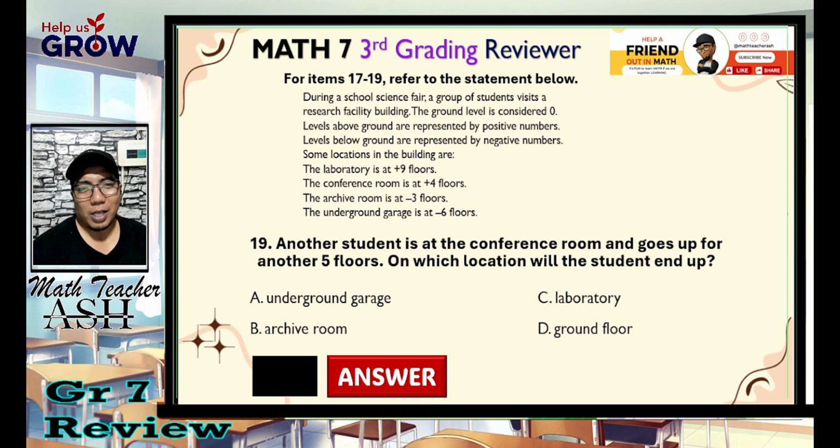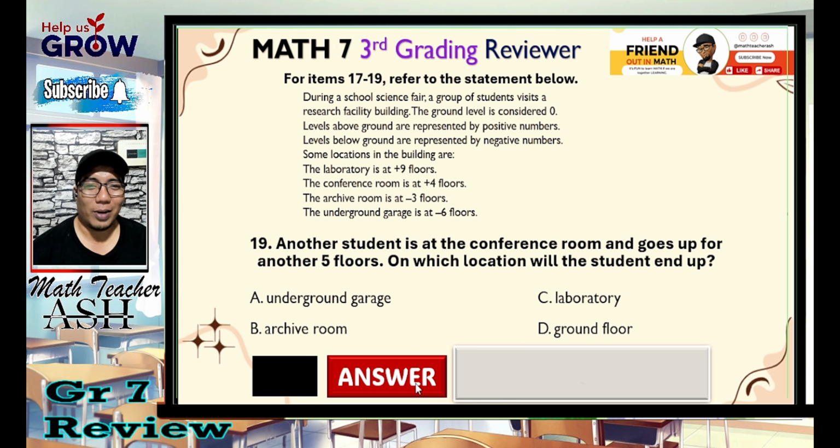Okay, my dear math learners, another easy question. Why? Because the starting point is at the conference room, and the conference room is located at plus 4 floors. Now, he is going up for another 5 floors. So that 4 added with 5 floors would be positive 9. And in our data, the positive 9th floor is the laboratory. So therefore, the correct answer is letter C. All right, let's check whether we are correct.